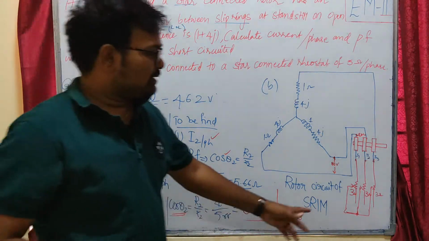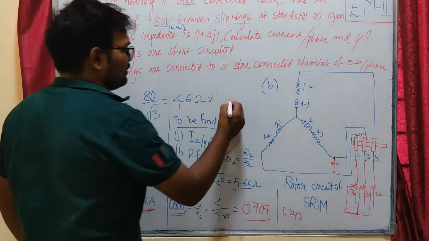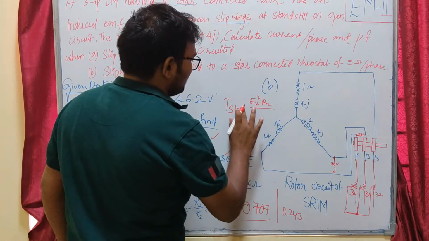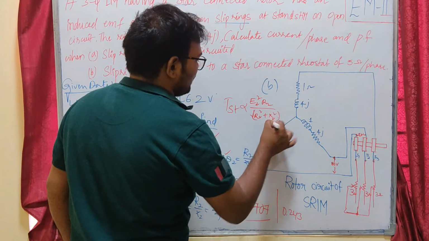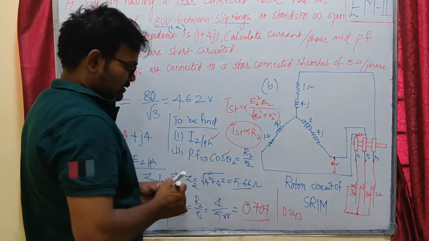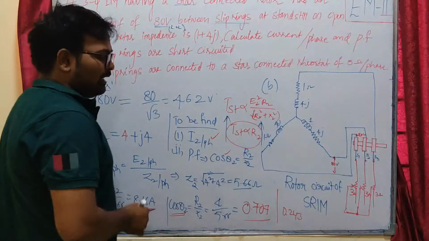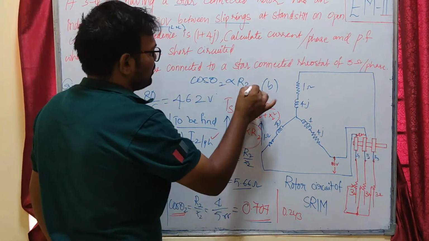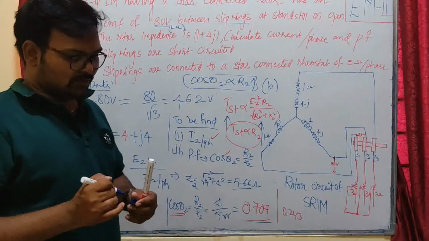That means our external resistance will improve the rotor power factor, which also improves the starting torque. You know the starting torque equation: starting torque is proportional to E2 square R2 divided by R2 square plus X2 square. So our starting torque, TST, is directly proportional to rotor resistance. If you increase the rotor resistance, our starting torque will also increase. And here you can see our rotor power factor, cos theta 2, is also proportional to rotor resistance. Whenever you increase the rotor resistance, our rotor power factor will also improve.